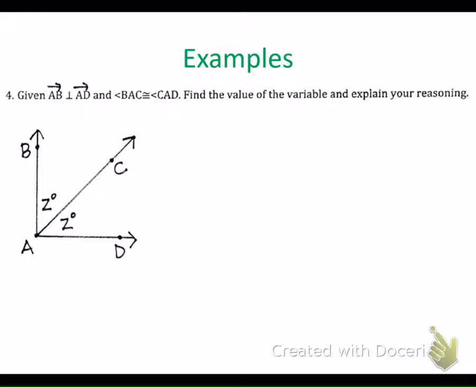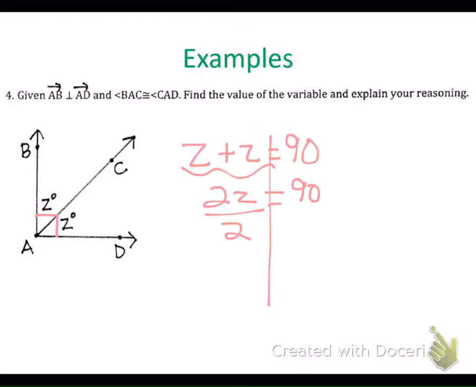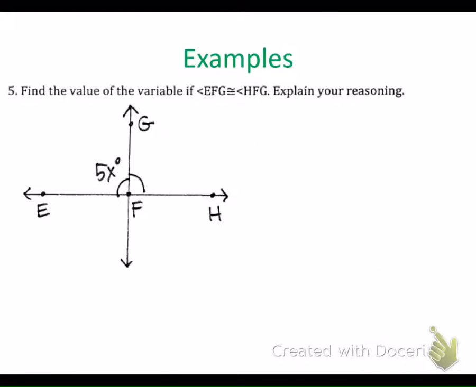So this one's a little trickier, but we're going to do the same thing. They tell us that these are perpendicular. So we're going to do z plus z equals 90. Z plus z is 2z equals 90. Divide both sides by 2. So z equals 45.